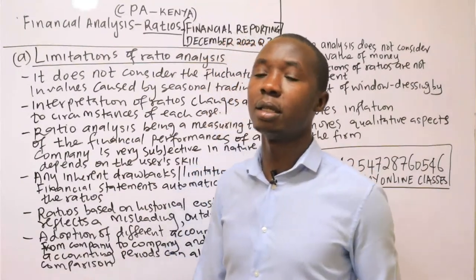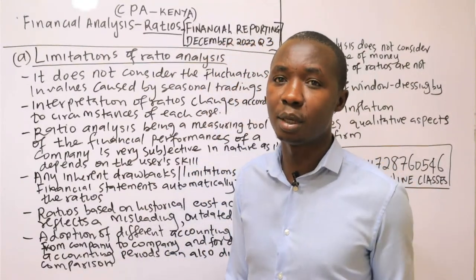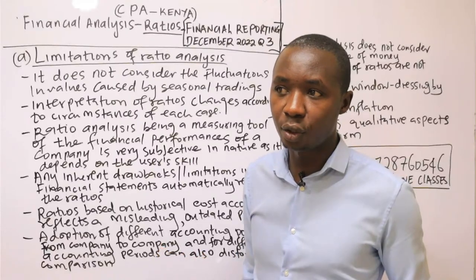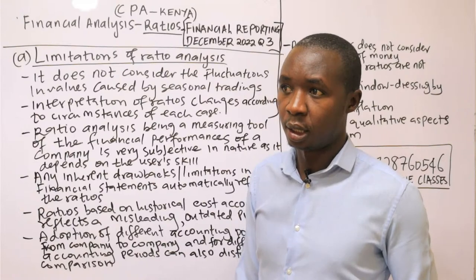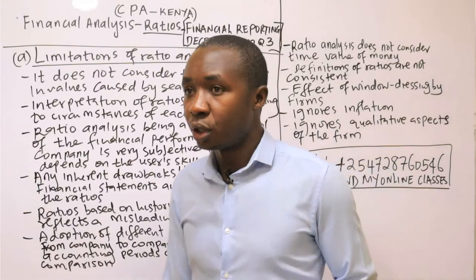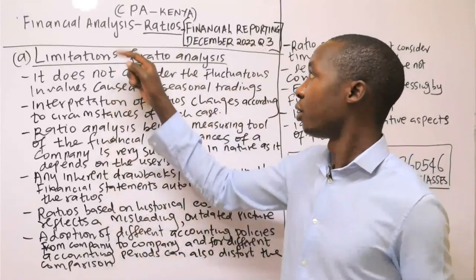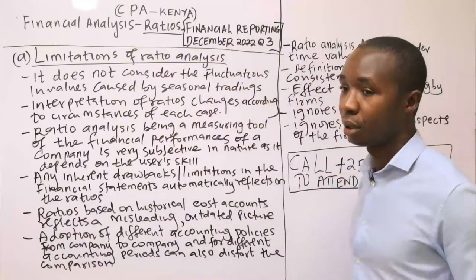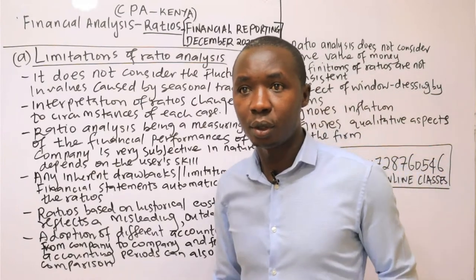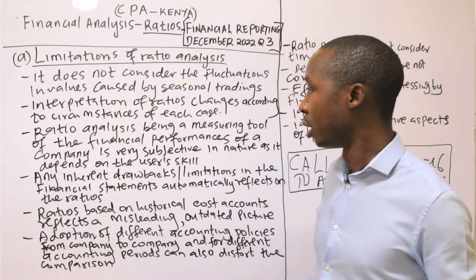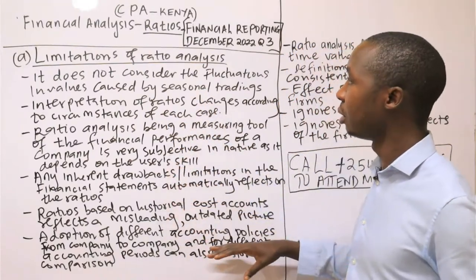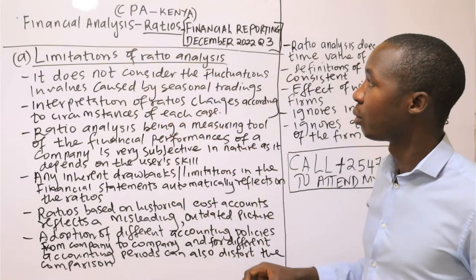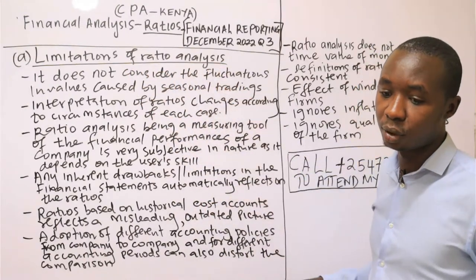Remember, this is a topic which was introduced when they changed the syllabus. They introduced this topic of financial analysis under financial reporting and analysis in the intermediate level. So to go direct to addressing this aspect of ratios, which is a method of financial analysis, I would like to look at the sitting question from financial reporting and analysis, December 2022 question 3. It's a question of 20 marks, and the first part was about the theory, that is, the limitations of ratios.